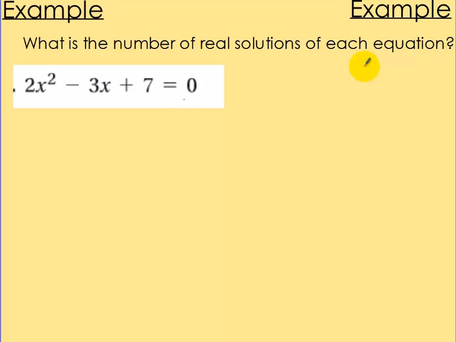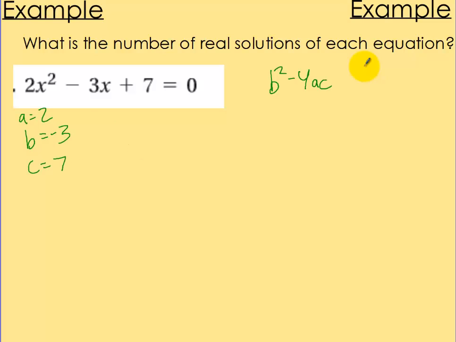Alright, what is the number of real solutions of each equation? So we're not solving, we just want to find the number. So we're going to use the discriminant. That's going to be b squared minus 4ac. So in this case, your a equals 2, your b equals negative 3, and your c equals 7.